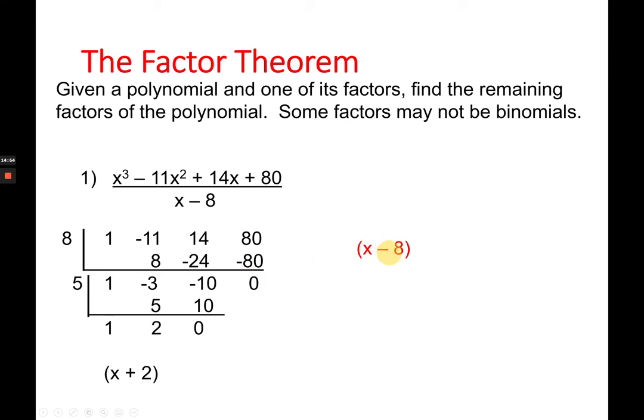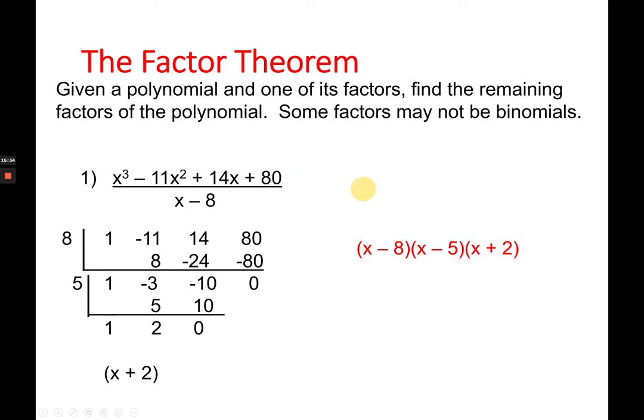Watch out, see how it is negative 8 but on your synthetic division, it's positive. Therefore, since this is positive 5, your next factor is x minus 5. And your last factor is x plus 2. And we were able to factor a polynomial with a power of 3. The factors are x minus 8 times x minus 5 times x plus 2. If you're going to multiply all of this, it gives you back your polynomial of degree 3, x cubed minus 11x squared plus 14x plus 80.